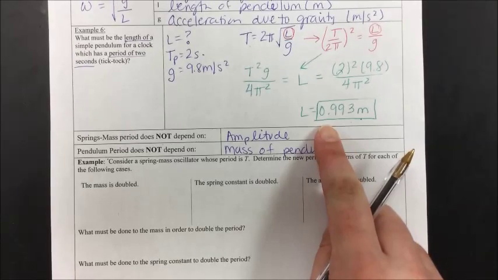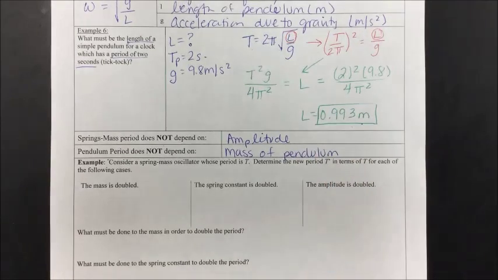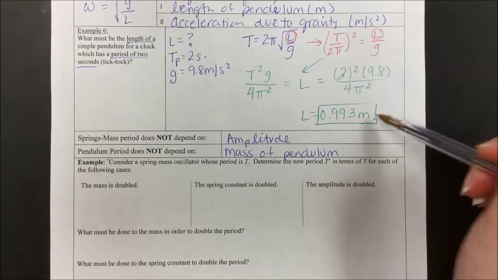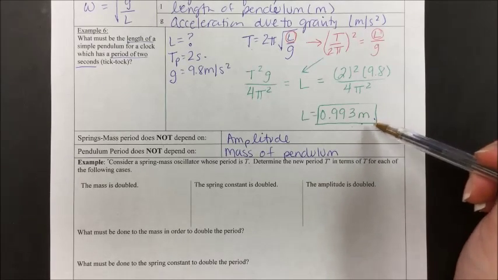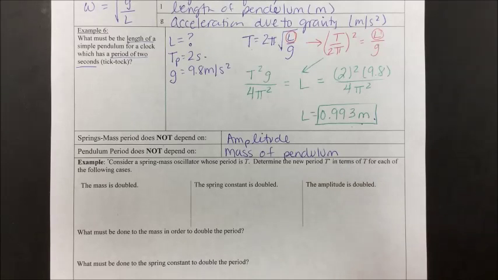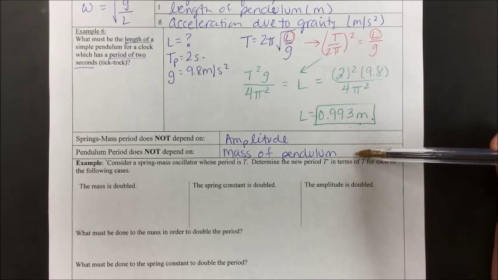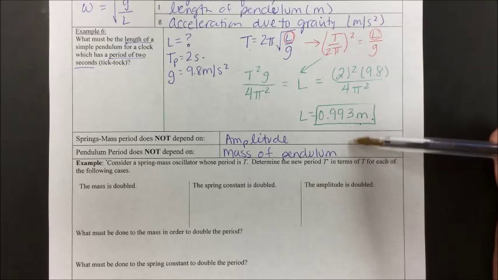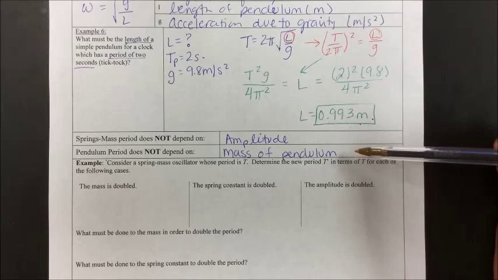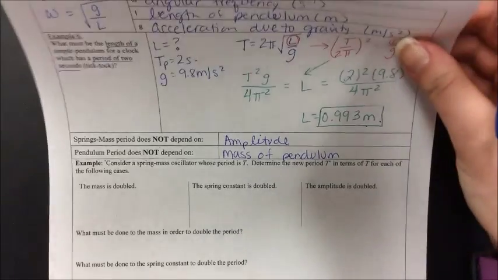So in this example that we had right here, whether we had a 1 kilogram mass or a 20 kilogram mass, we're still going to get that same length. Now, of course, we're ignoring air resistance and friction and all your resistive forces. Remember, we do ideal world. So in an ideal world, these things don't matter. And in the experiments that you do, you're going to see that they have very little effect on the actual period.